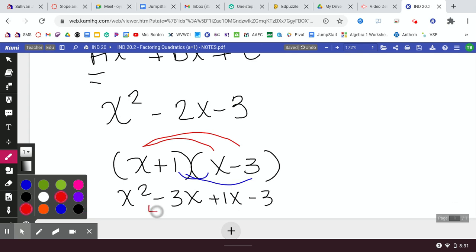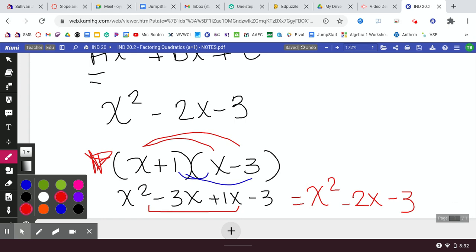And then we learned that we had to combine these two middle terms. And so our final answer would be x squared minus 2x, because -3 and +1 is -2, minus 3. Okay? So we learned already how to distribute and get from the factored version, that this right here is the factored version. You learned how to get from the factored version to the simplified expression. Now we're going to be going from the simplified expression backward to the factored version. Okay, so we're just doing the opposite.